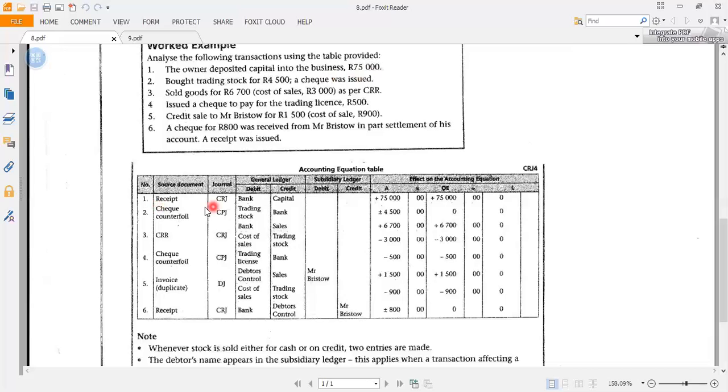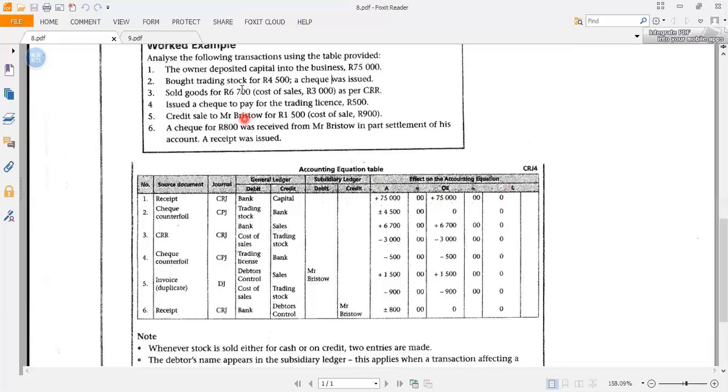Transaction number 1 is receipt. The journal we record is CRJ. Remember, in the CRJ, you always debit the bank, you credit the other. The other in this case is capital. So using my debt click rule, bank is an asset, it increases by 75,000 Rand. Capital will also increase by 75,000, 0 under L. The only time liabilities is affected is when there is a mortgage bond or creditors are involved. Okay, learners? Right. Let's look at number 2.